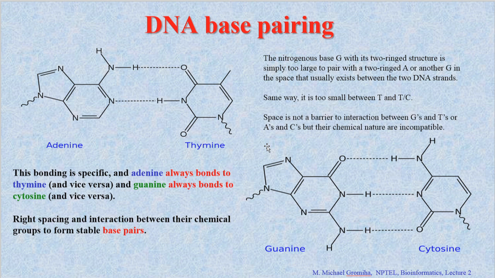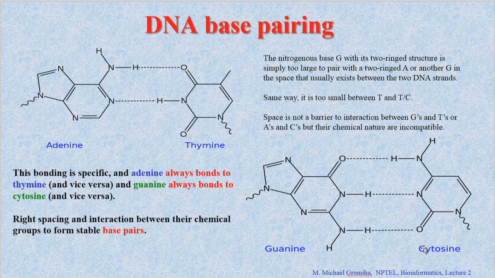Now, how does this base pairing happen? If you have adenine and thymine, they form two hydrogen bonds in this pairing, and guanine and cytosine are paired with three hydrogen bonds. Why is this pairing specific? Why not with the other bases? Why is A not pairing with G, and T not pairing with C?